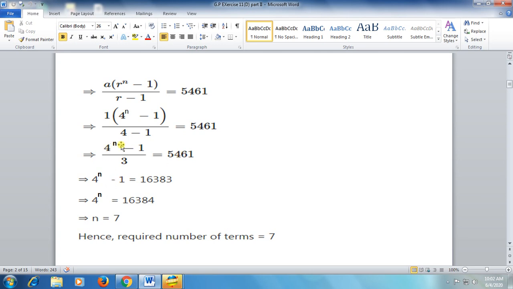So 4 to the power of n minus 1 will lead to 16,383. Minus 1 to be shifted to the right hand side, it leads to 16,384. Express this value in terms of power of 4. Hence the value of n will be equal to 7. The required number of terms for the given GP is 7.